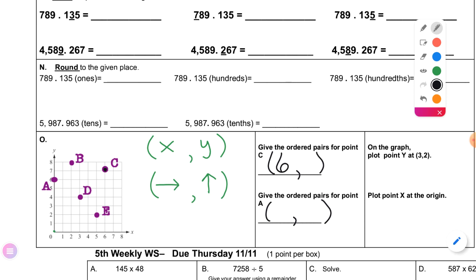Up 7, so my second number is 7. So the ordered pair we would just say is 6, 7. I want you to try and find the ordered pair for point A. Be careful, A is a tricky one. The first number tells us how far to move left or right, and we do have to have a number there.